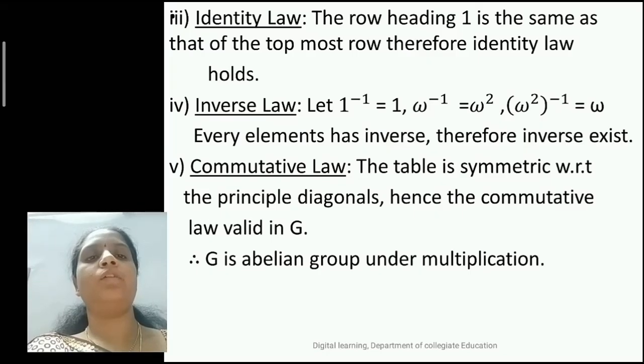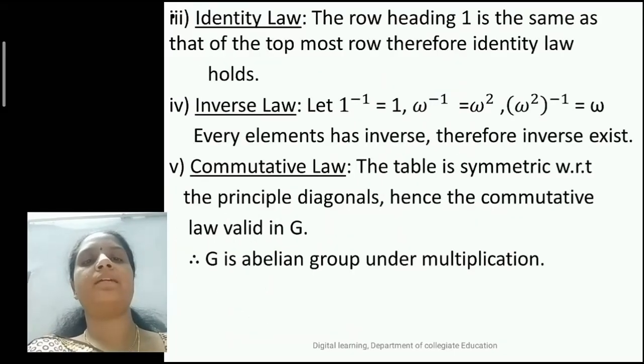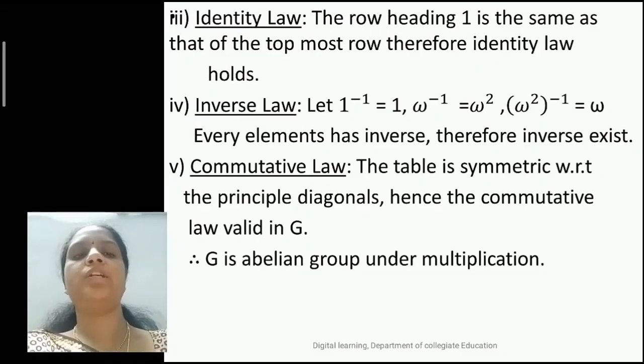The commutative law. To prove the commutative law, again the table has to be considered with the principal diagonal. The principal diagonal we got as 1. Therefore it is symmetric, so we can say that the commutative law holds good. So all the laws are verified here. Therefore we can say that G is an abelian group under multiplication.